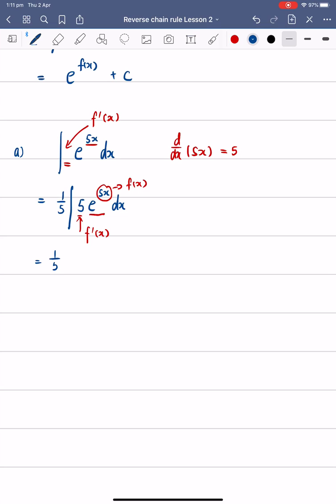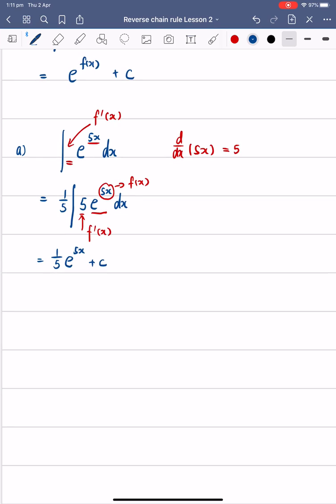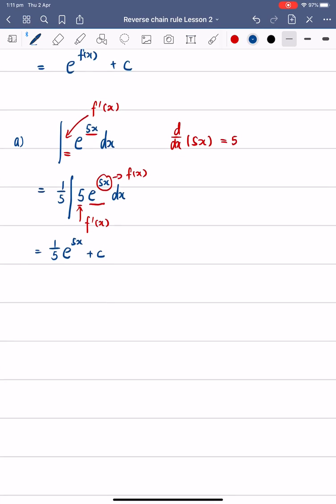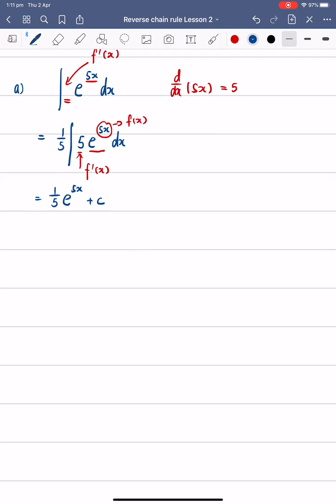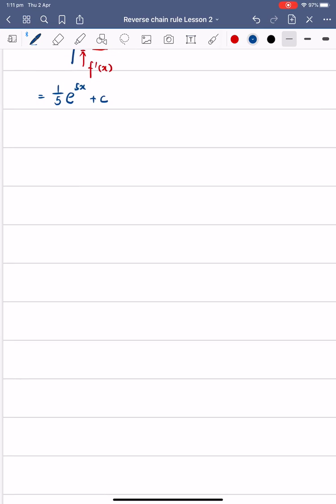So when you integrate it, you still keep 1 over 5, but you copy down e to the power of 5x, and then you plus c. So that way you can integrate this one quite easily. So you don't really need to know the formula. You don't have to memorize the formula. All you need to know is the process behind. All right, let's try another one here.